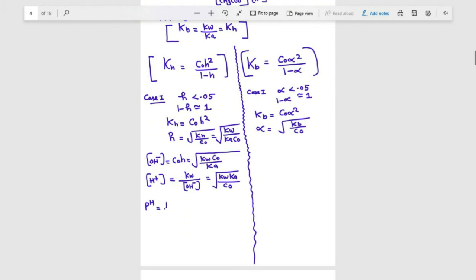Half will come outside, so minus log Kw is pKw, minus log Ka is pKa, and this minus minus will become plus, so that is equal to log C naught, right? So this is the formula to calculate the pH of the solution, right?